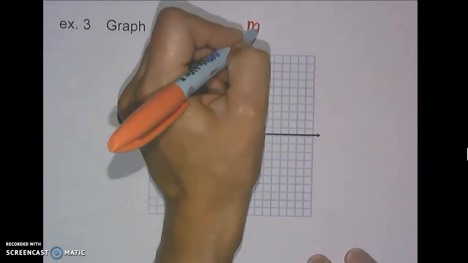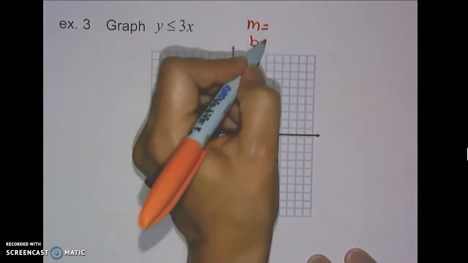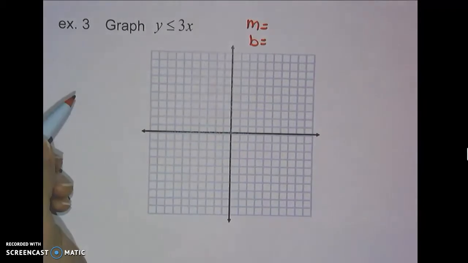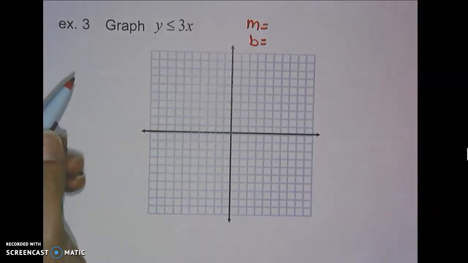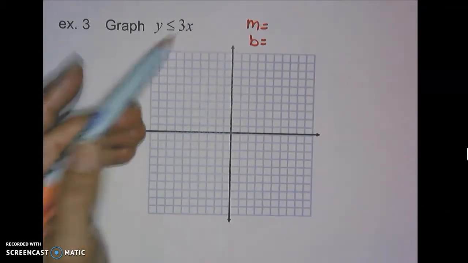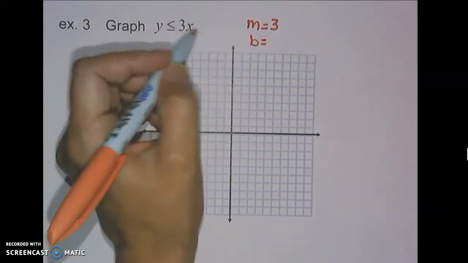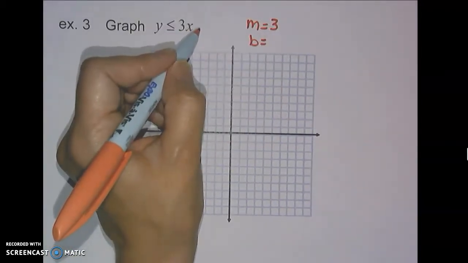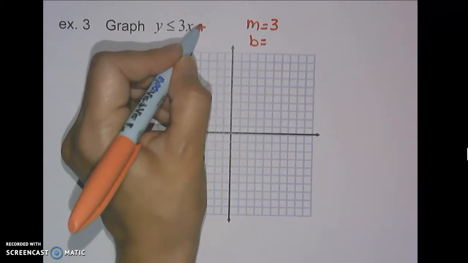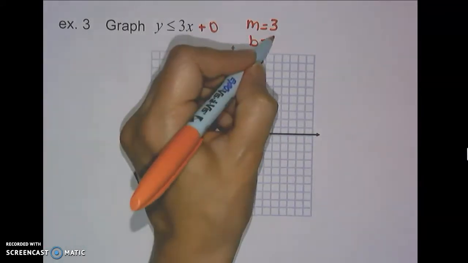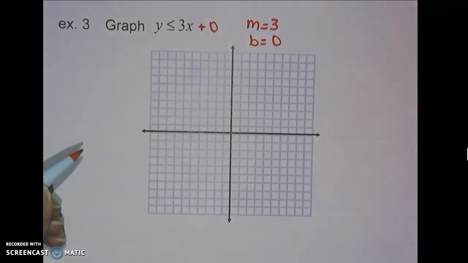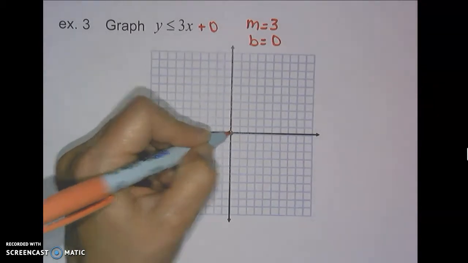All right, we have y is less than or equal to 3x. So we need to know what m and b are. So m is the number in front of x, that's 3. B is the number that's added or subtracted on. What's added or subtracted on? That's going to be 0. Okay, so your b value is 0 here. That means we're going to start at the origin.